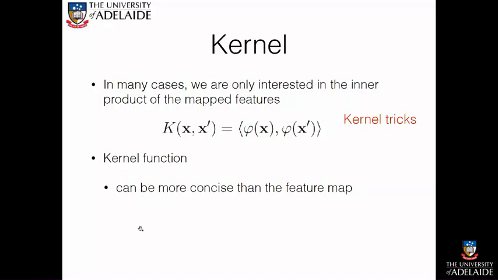And this kernel function can be more compact than the feature map. I believe that's easy to understand. The dimension of the feature map can be very high, let's say a few thousand. And the size of the kernel matrix is independent of the dimension of the feature map. The size of the kernel matrix is defined by the number of data points. So if you have, say, 1,000 data points, then the size of the kernel matrix is 1,000 by 1,000. It has nothing to do with the dimension of the feature map.